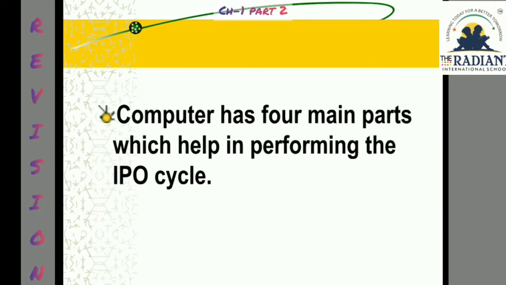A computer has four main parts which help in performing the IPO cycle that I already explained. What is the meaning of IPO cycle?